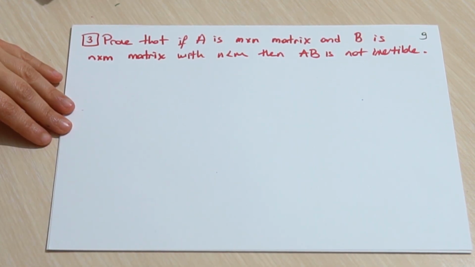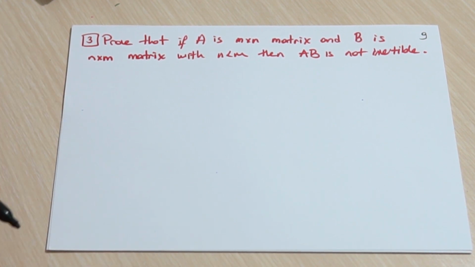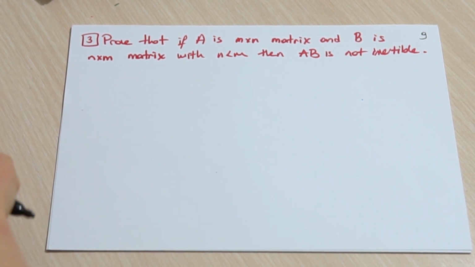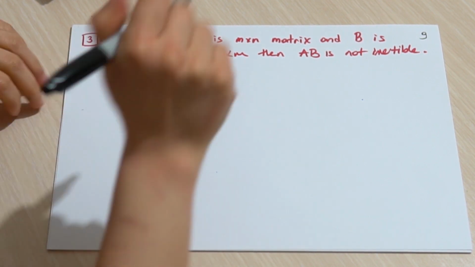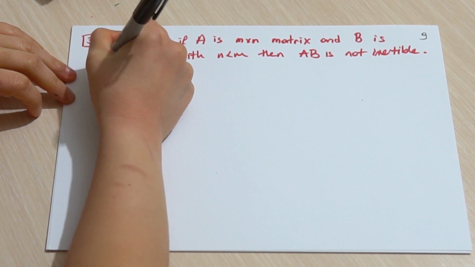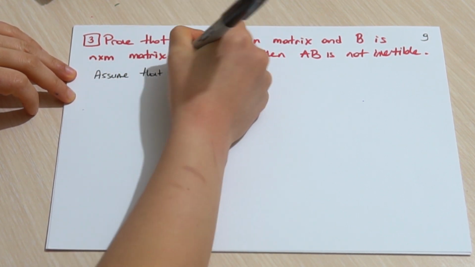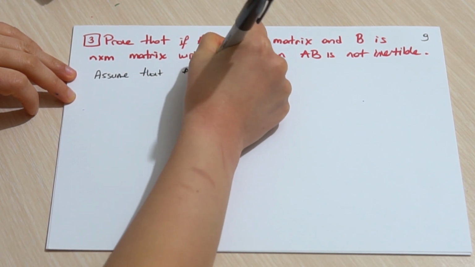Okay. Question 3 is: prove that if A is an n by m matrix and B is an m by n matrix with n less than m, then A times B is not invertible. Let's look at this one. Let us assume the contrary. Assume that A times B is invertible.